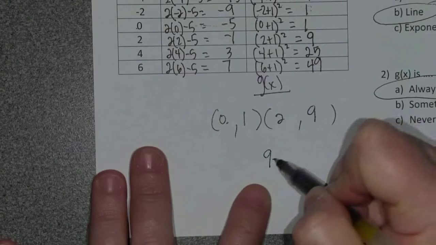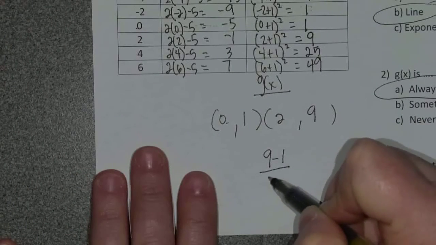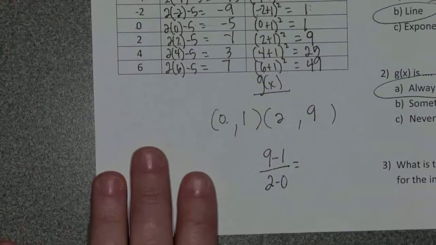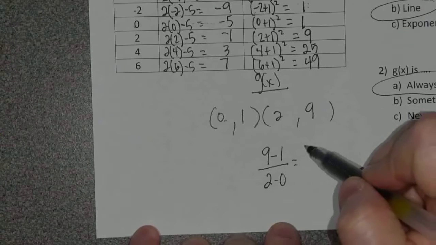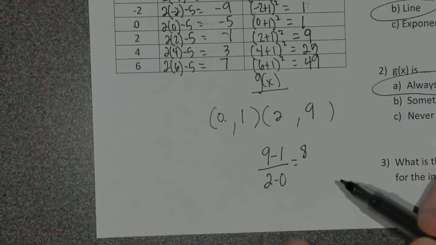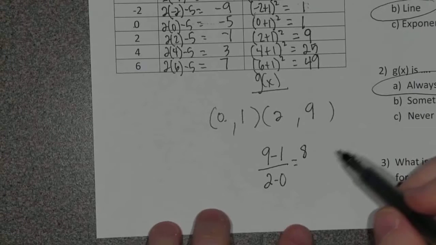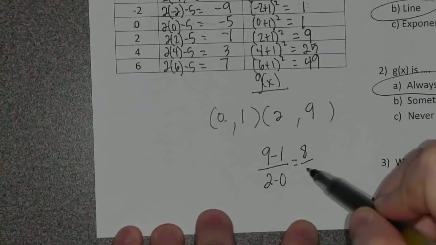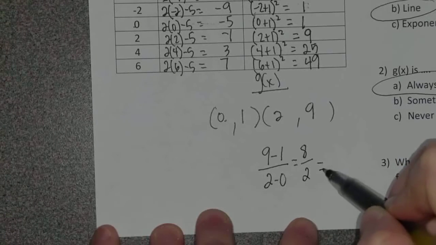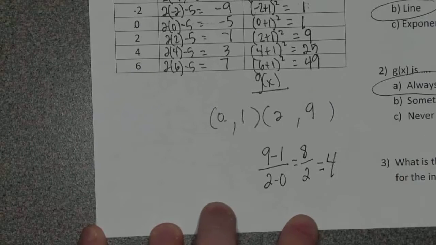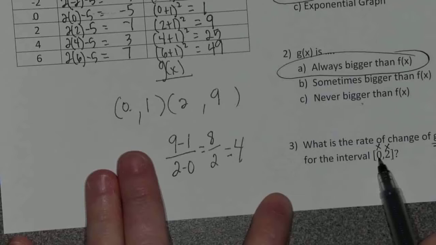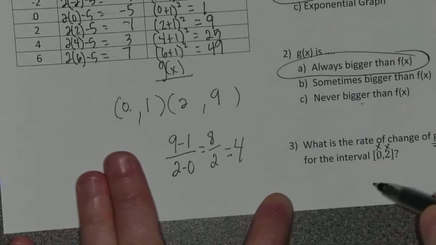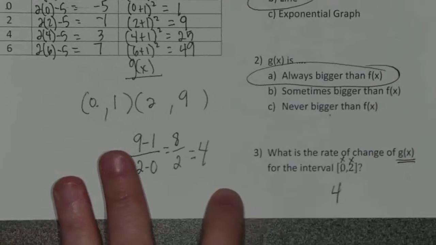So y2 minus y1 over x2 minus x1. And I'm really just going to do that math now. On the top, what do you get? Negative 8. Ooh, positive 8, right? Because the 9's positive. On the bottom, you get 2. When you divide it, you get 4. So the rate of change over the interval from our x's of 0 to our x's of 2 would be the number 4.